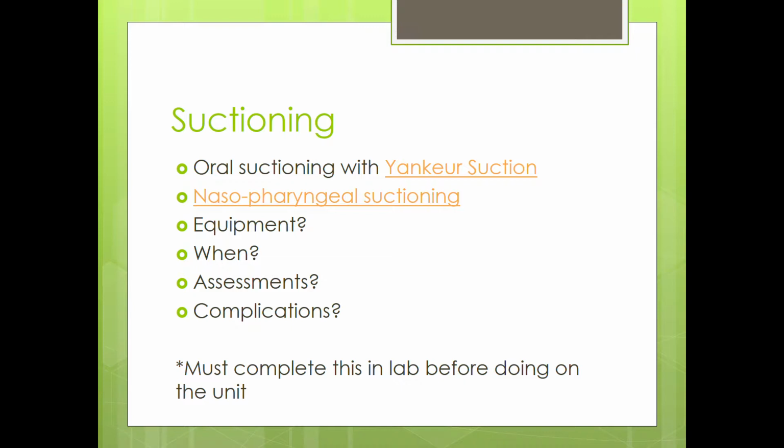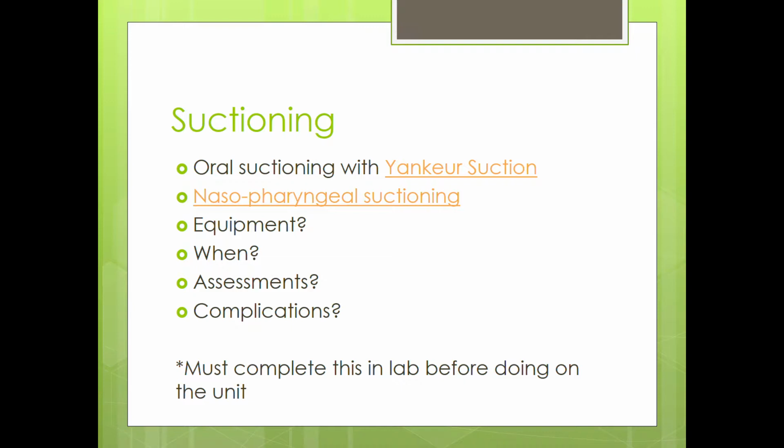If someone has secretions in their mouth or the back of the throat, we'll use the Yankauer. And then once you go into 220 and you learn how to insert nasogastric tubes, that's also a really good time to start talking about how to insert a nasal suction catheter as well.